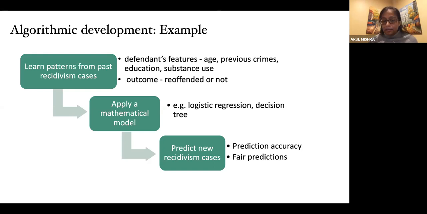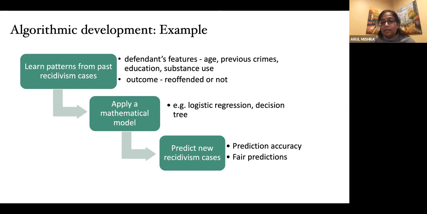When we have the algorithm's prediction, again, as in the past, we need to make sure: what's the accuracy of this algorithm? Is it predicting fine or not? And then again, we will evaluate the predictions of the algorithm on a test data set, where it will predict new recidivism cases where it only sees the input, not the output.